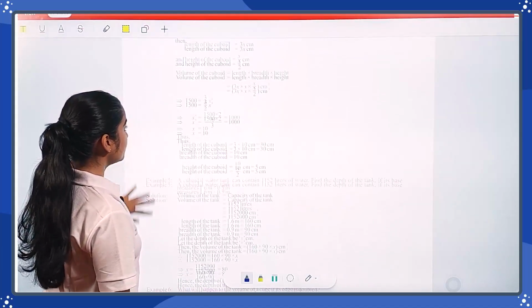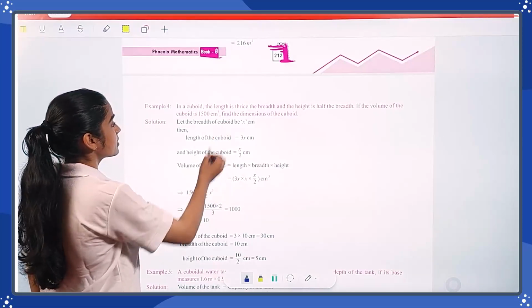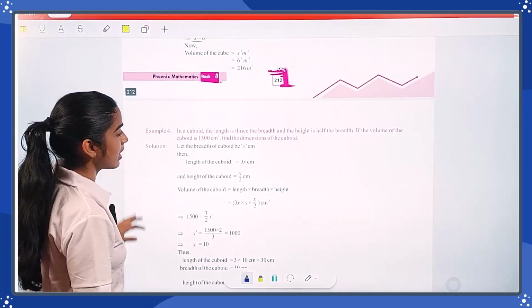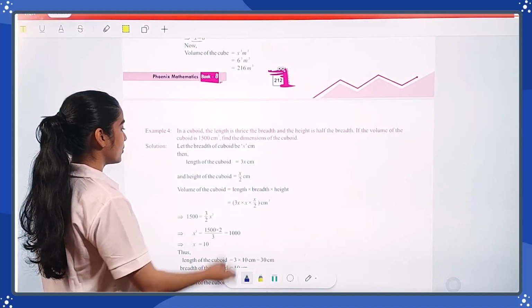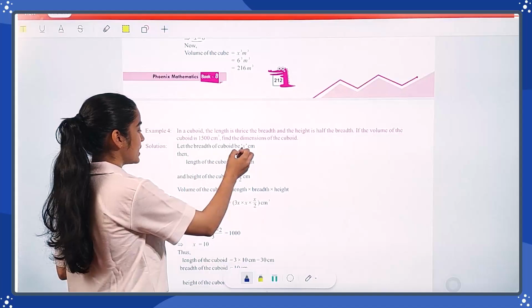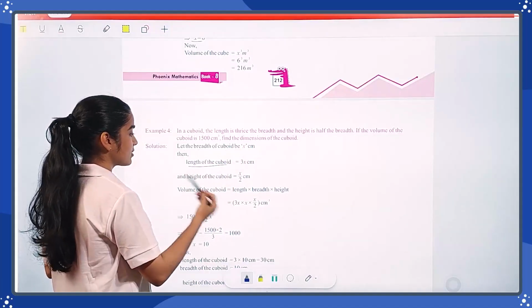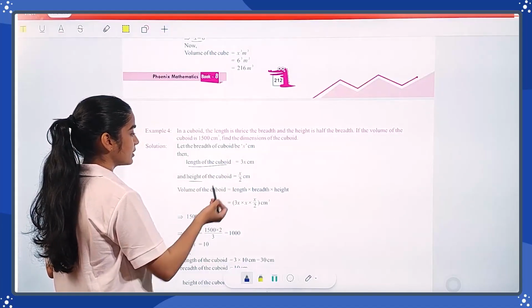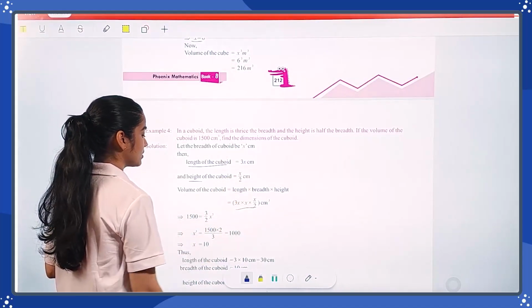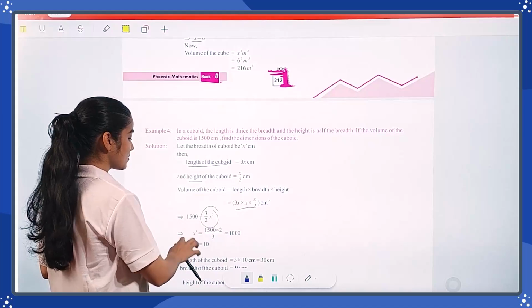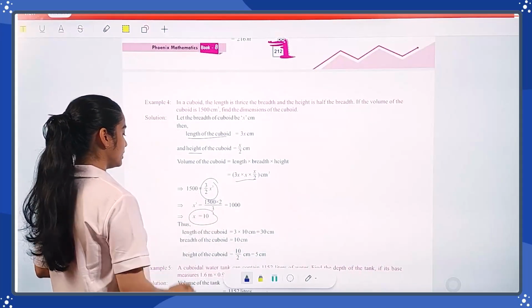Okay. Next, in a cuboid, the length is thrice the breadth and the height is half of the breadth. If the volume of the cuboid is this, find the dimension of the cuboid. So let the breadth of the cuboid be x, so the length is thrice of it, and height is half of it. So x, 3x, x by 2. So you have to multiply these together. You will get this. Cross multiply, your x value is 10.